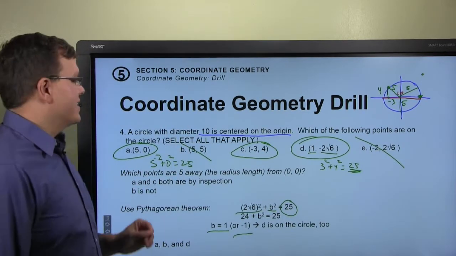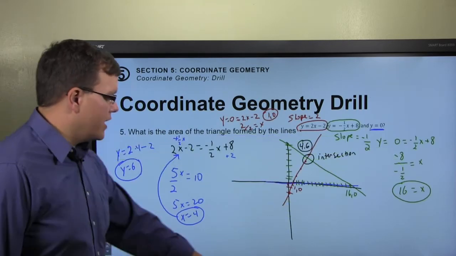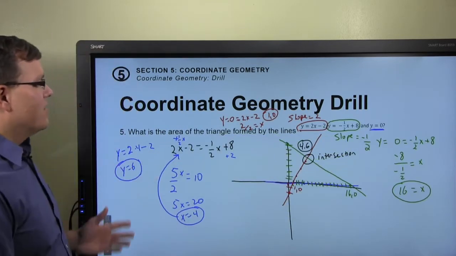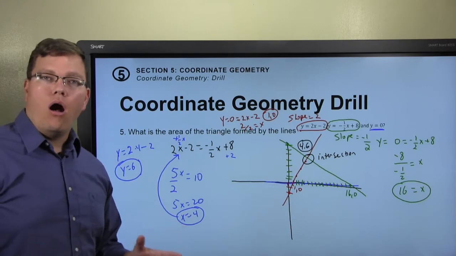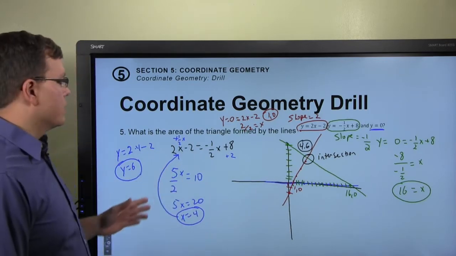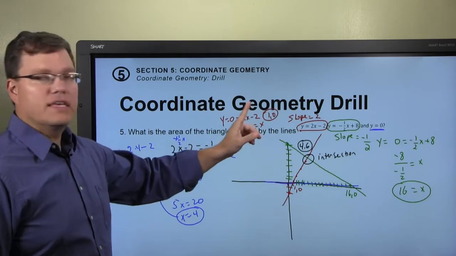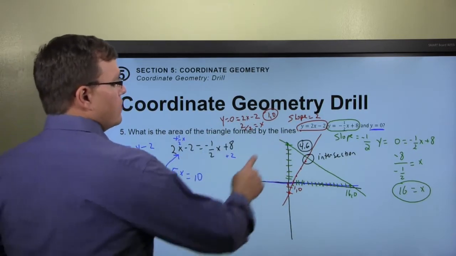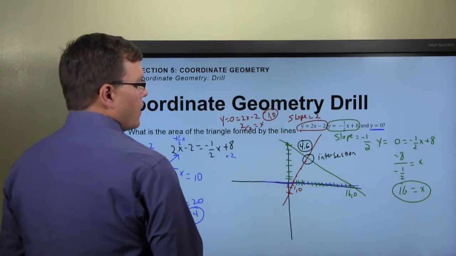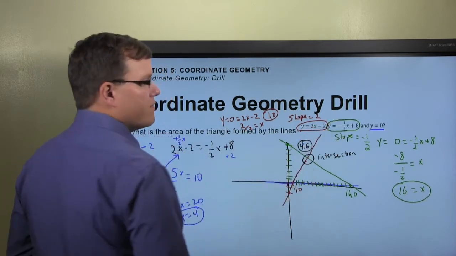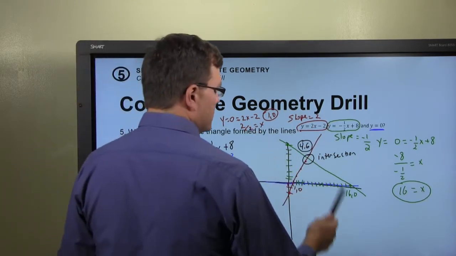Wow, this drill is quite the thing, right? And we've got one more, and look at the drawing that I did for this one. Now, you wouldn't have to do all of this on test day, but I'm going to walk you through this a little bit. What's the area of the triangle formed by these lines? y equals 2x minus 2, y equals minus 1/2 x plus 8, and y equals 0.